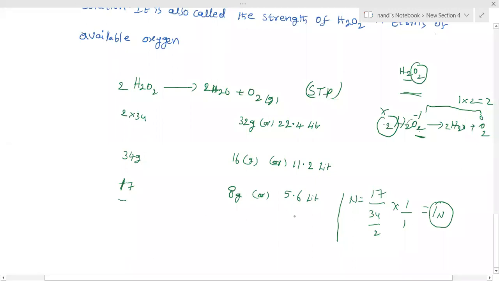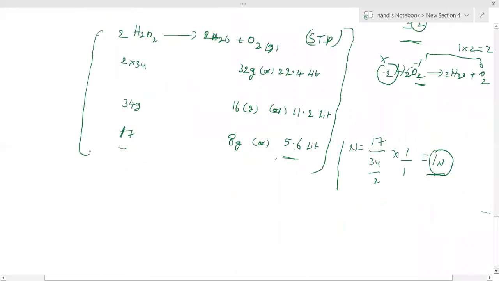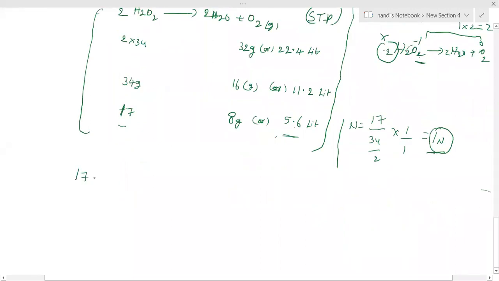How many liters, sir? 5.6 liters. One normal H2O2 gives how many liters? 5.6 liters. Only this is the thing. This stoichiometry equation we can understand very easily. Assume that we are dissolving in 1 liter. Okay, now calculate. 17 grams per liter, this is correct, nothing but strength of solution. Keep in mind, units already mentioned, gram per liter. Strength of solution. Any doubt?